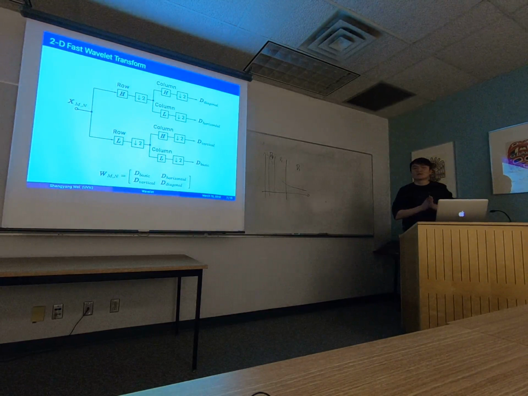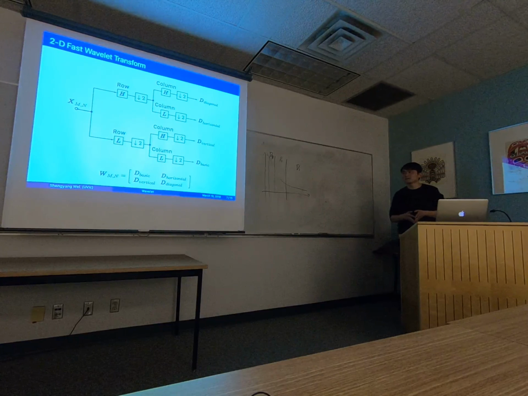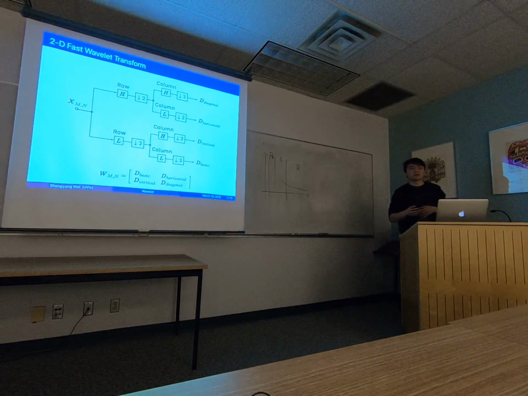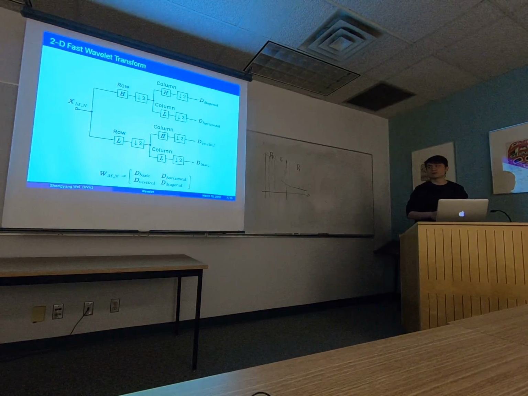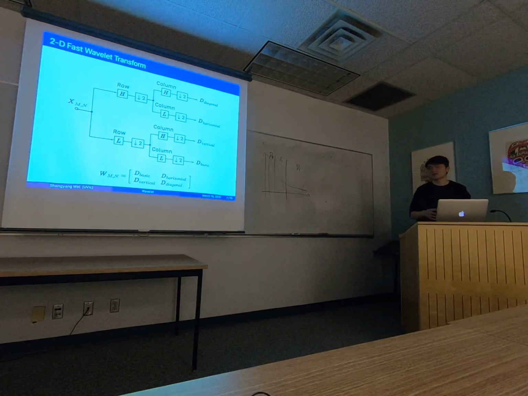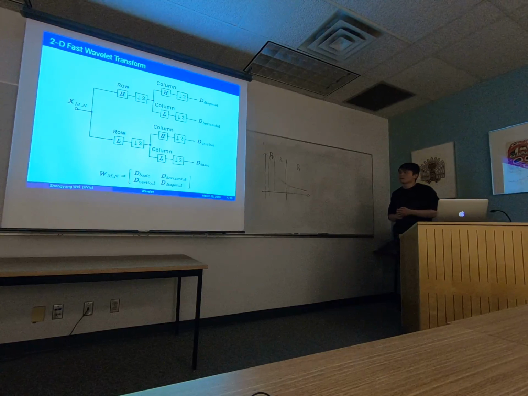The 2D wavelet transform, the wavelet transform for images, has a similar structure. We just apply the 1D wavelet transform along each column and each row respectively, but the structure is more complicated. So let's walk through the process.